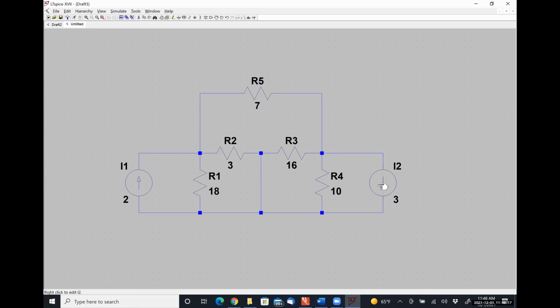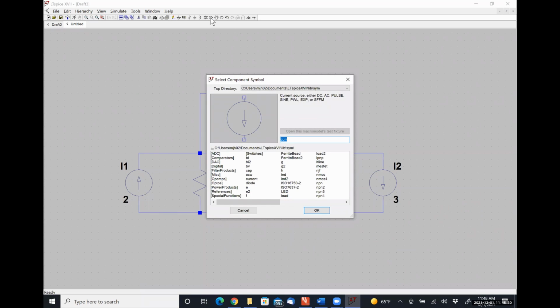And we only have a couple of things left to do. All right. We need to put in a dependent voltage source. And LT Spice does not differentiate between current controlled voltage sources and voltage controlled voltage sources. They're all lumped into the same thing. So because we want a dependent voltage source, we type BV. BV stands for behavioral voltage source.